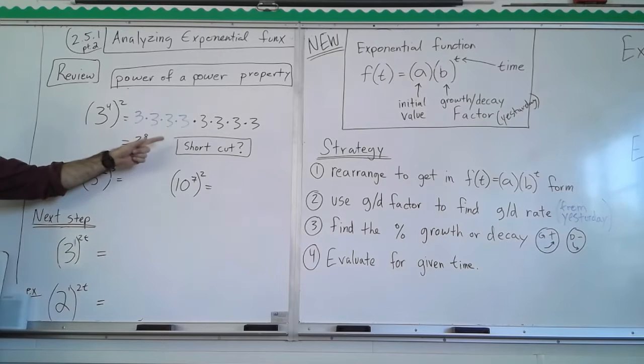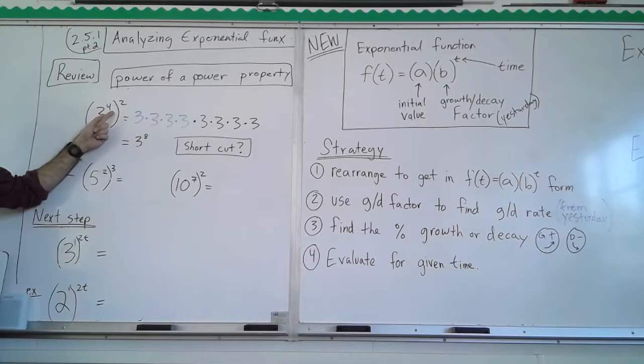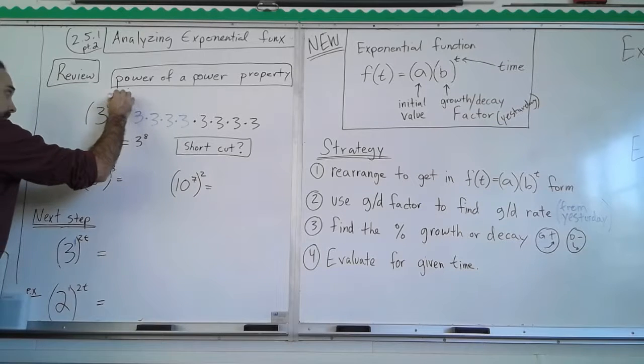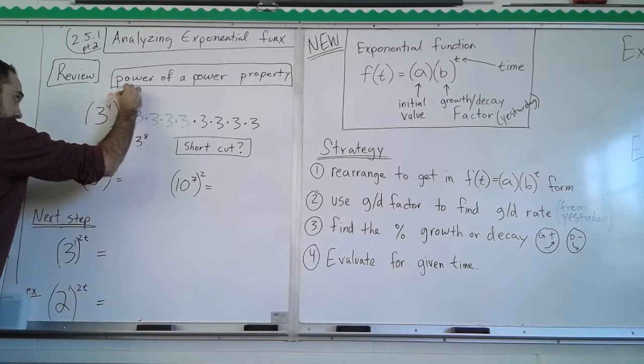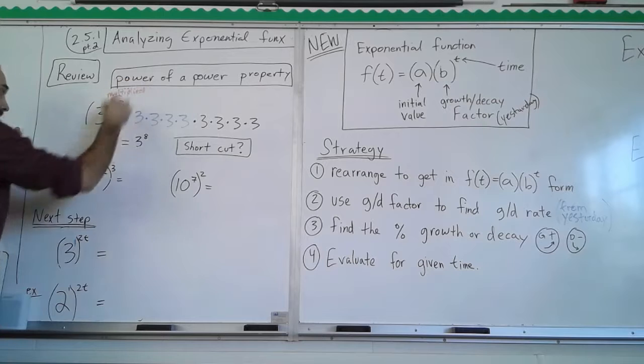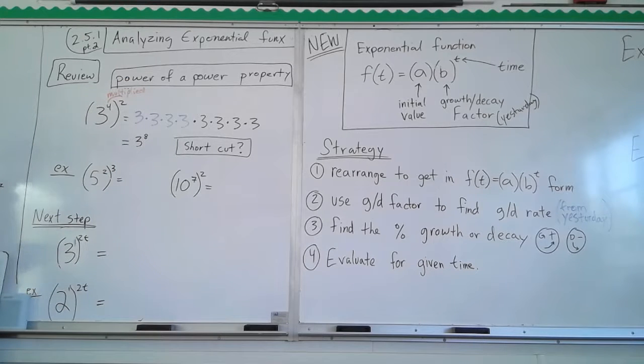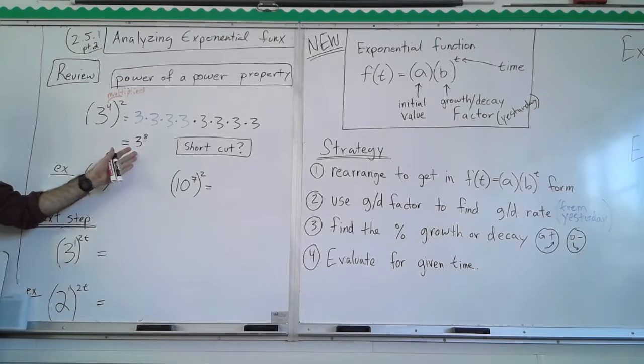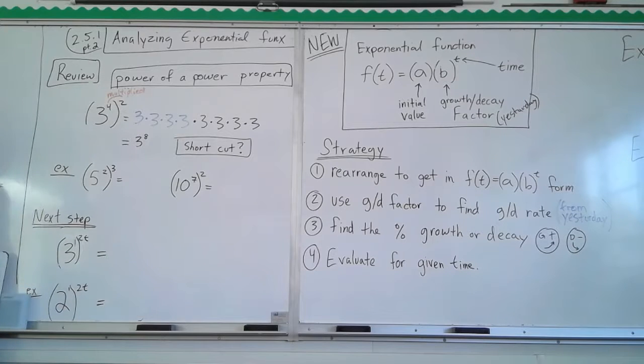Now, what is our shortcut that I'm sure many of you can see to go right from 3 to the 4th squared down to 3 to the 8th? What did we do? Good. We just multiplied these. So we multiplied them in order to go right to our answer. So just look at these examples. I think we can do these ones pretty quick.